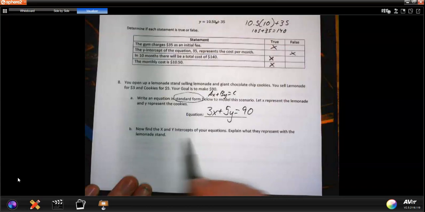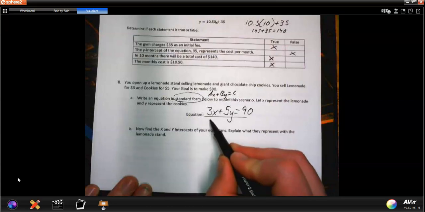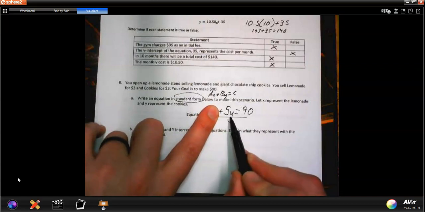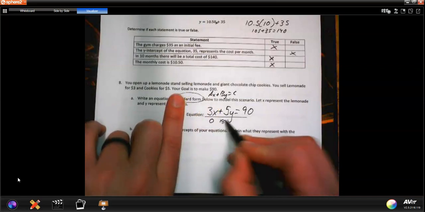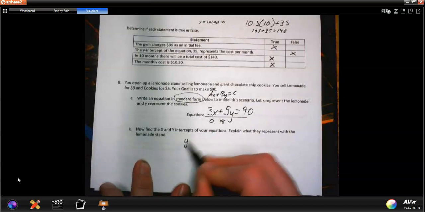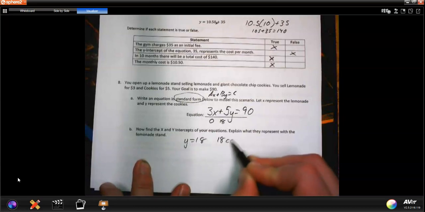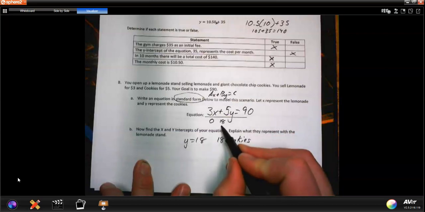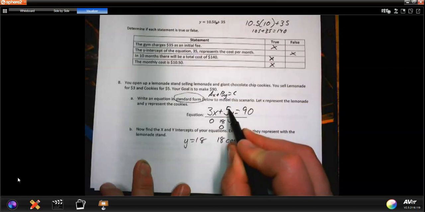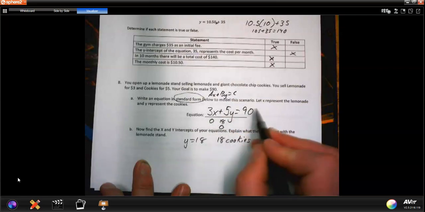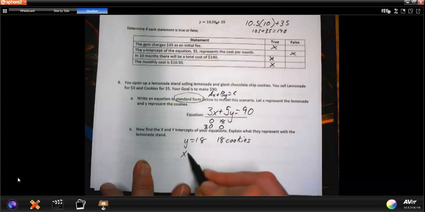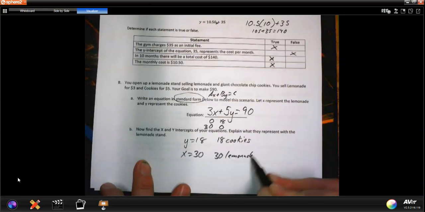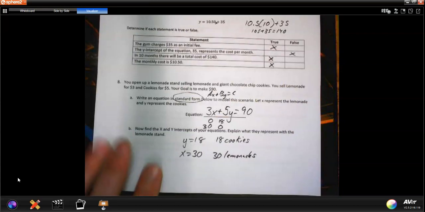Well, the x and y intercepts are when one variable is equal to 0. So, for example, if I made this be 0, what is 90 divided by 5? That's 18, right? So that means I have to sell 18 cookies maximum to make $90. But what if I made the y be 0 and got rid of that? Well, what is 90 divided by 3? 90 divided by 3 is 30. So x equals 30, or 30 lemonades max. Those are my parameters of what I need to sell to make $90.